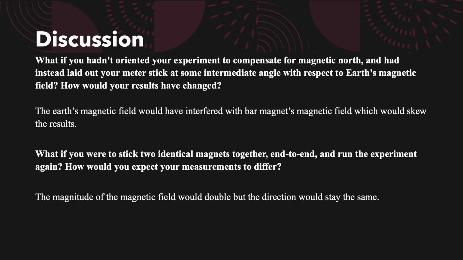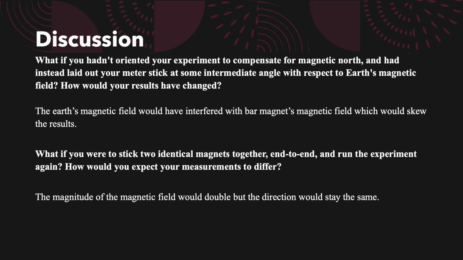Finally are the discussion questions. The first question is, what if you hadn't oriented your experiment to compensate for magnetic north and had instead laid out your meter stick at some intermediate angle with respect to Earth's magnetic field? How would your results have changed? The answer is the Earth's magnetic field would have interfered with the bar magnet's magnetic field, which would skew the results.